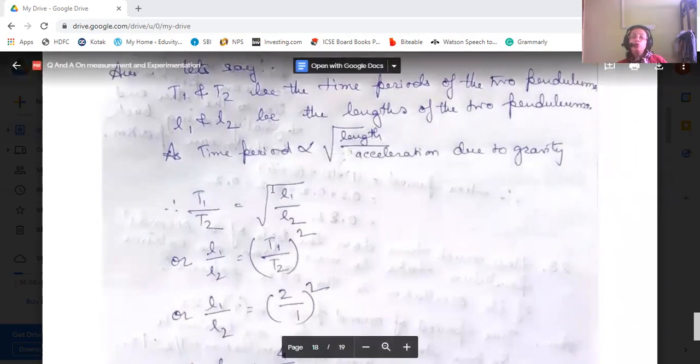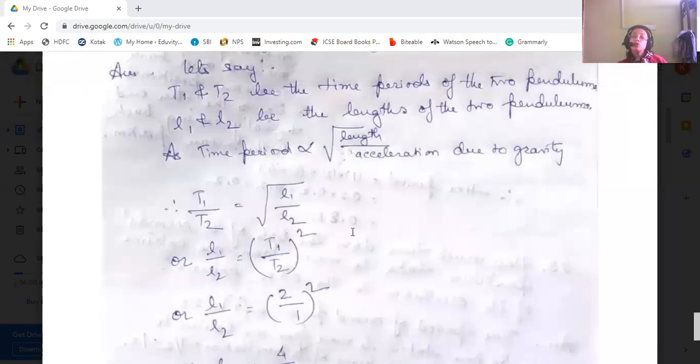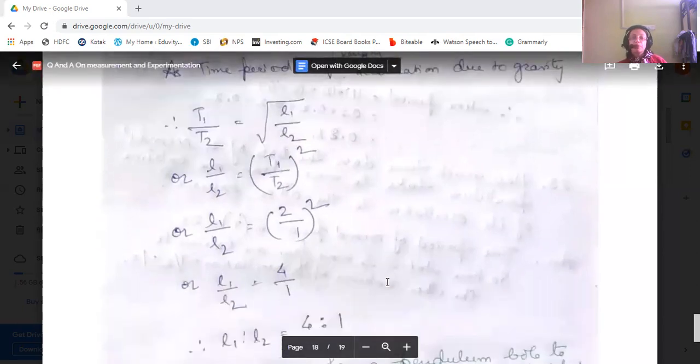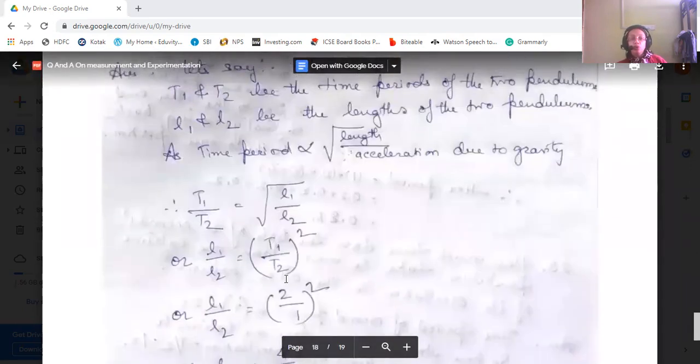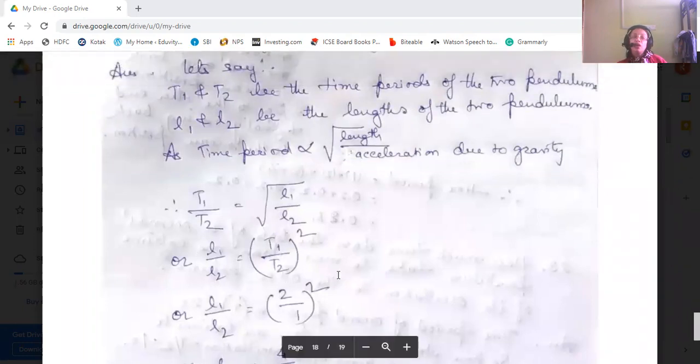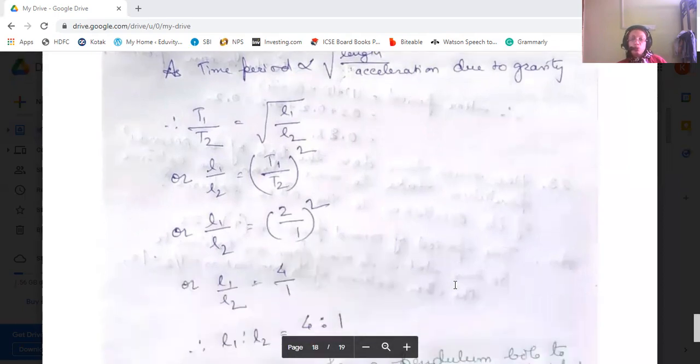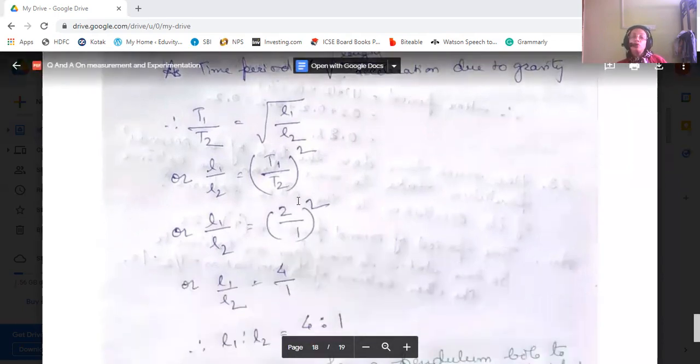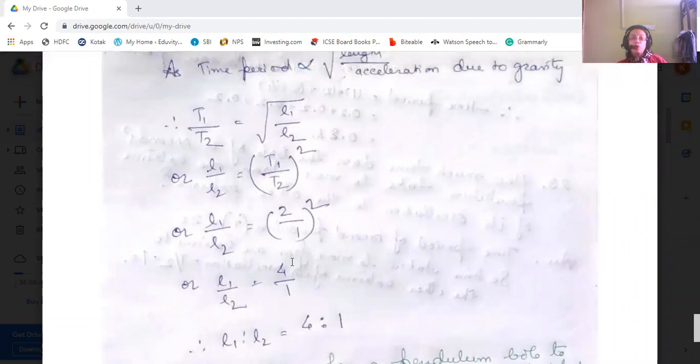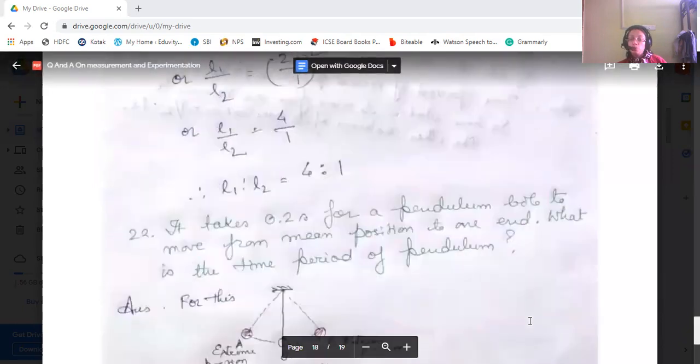Now we remove the square root. So L1 by L2 is equal to T1 by T2 whole squared, that is T1 square by T2 square. T1 is 2 and T2 is 1, so it is 2 by 1 whole squared. 2 square is 4 and 1 square is 1. So L1 is to L2 is equal to 4:1.